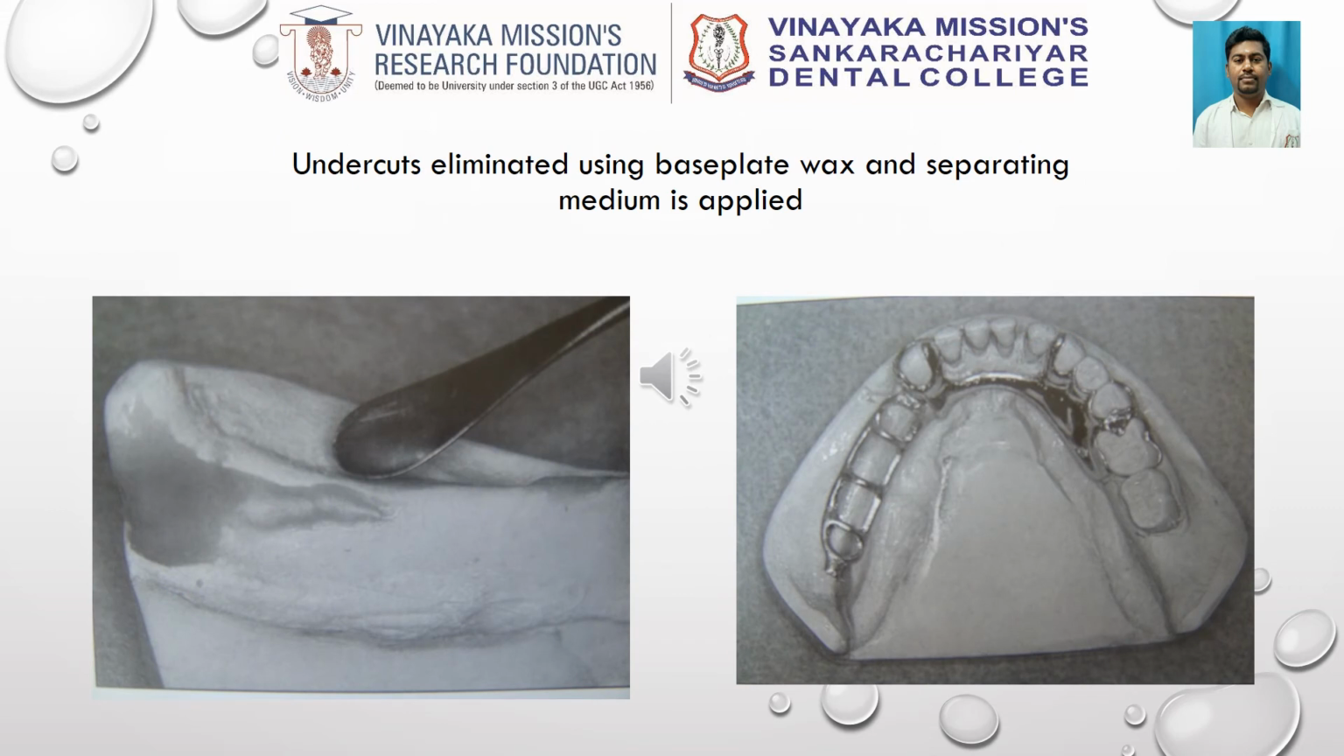Before placing the cast partial denture framework, you have to block out or eliminate the undercuts, and this is done using a base plate wax, and a layer of separating medium is applied. Bear in mind, here I have mentioned a cast partial denture framework, but in case of a removable partial denture, you have to use your custom tray.